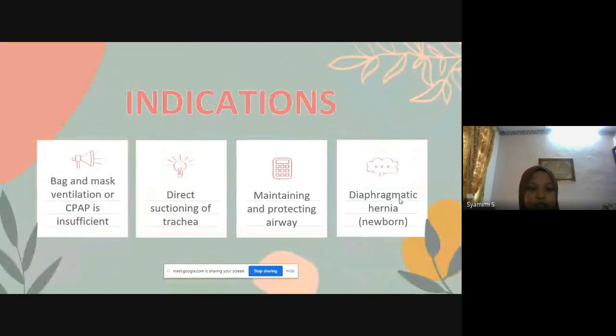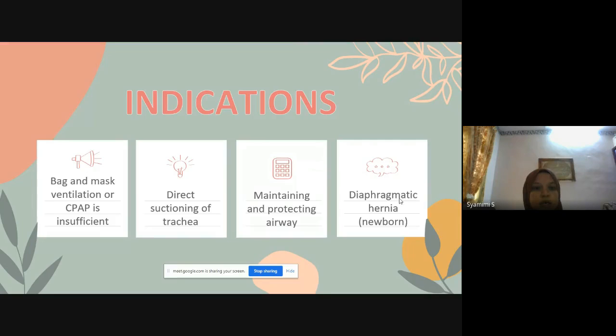So these are the indications for intubation. Basically, the first one is if the bag and mask ventilation or continuous positive airway pressure is insufficient. Second one is if the patient needs direct suctioning of the trachea. The third one is if we want to maintain or protect the airway, and the last one is if the patient has diaphragmatic hernia in newborn.